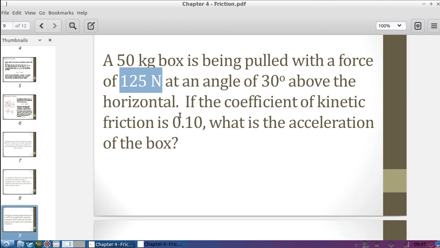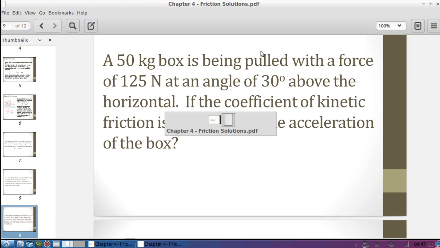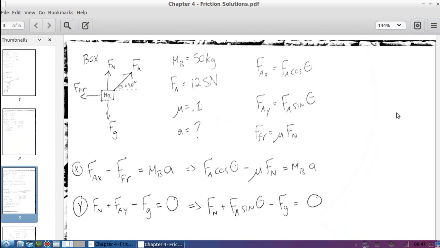I'm given the coefficient of friction now. Given the coefficient of friction, I'm looking for the acceleration of the box. All right, so I've got a mass, I've got an applied force, I've got a coefficient of friction, so I could probably find the frictional force using Newton's second law. I've got theta, the angle of the applied force, so I'm going to have to resolve that into x and y components. I'm going to start off with a free body diagram.